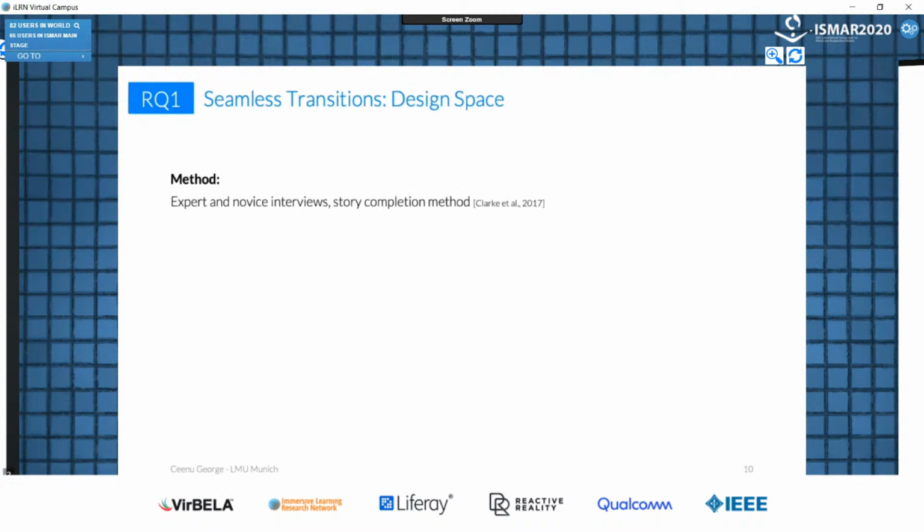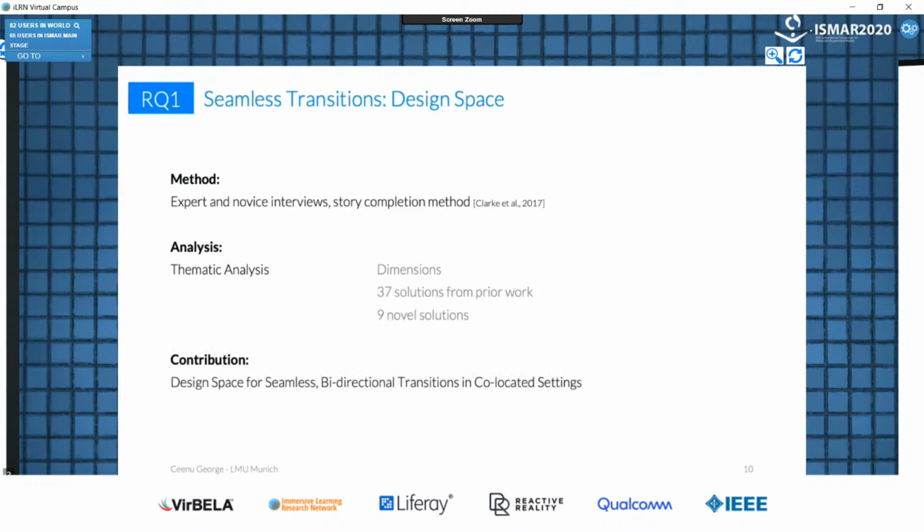For the design space in RQ1, we used expert and novice interviews and a story completion method, where participants were given the beginning of a story in which users were collaborating, and they were asked to complete the rest of the story. We used thematic analysis to come up with the dimensions of the design space, and we also added the solutions that participants provided into the design space dimensions. So our contribution here is a design space for seamless bidirectional transitions in co-located settings.